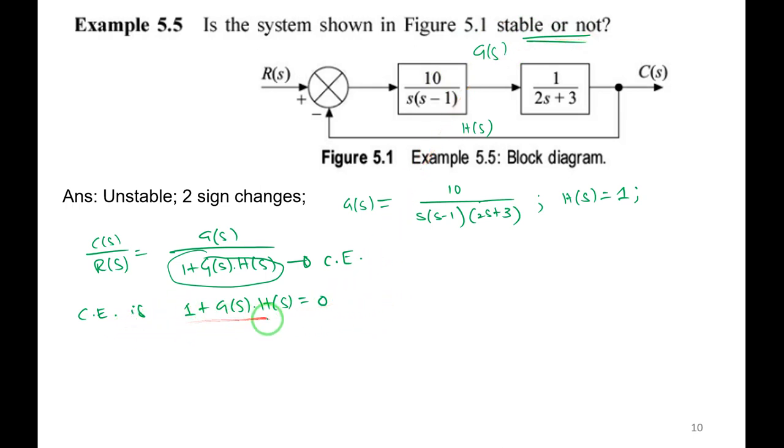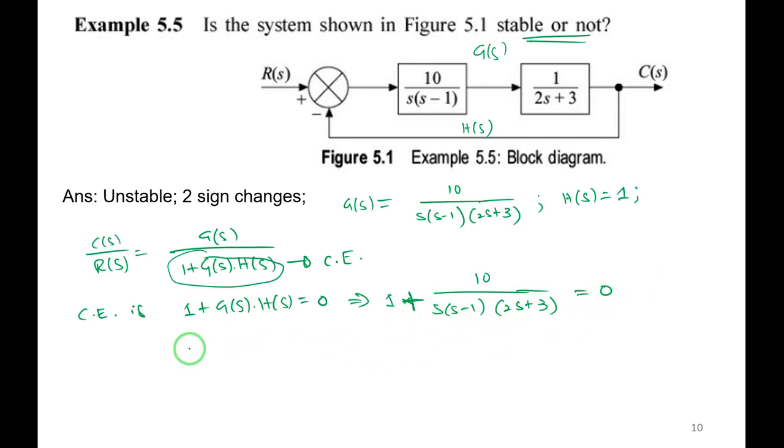First get the characteristic equation, 1 plus G of S into H of S equal to 0, right? So 1 plus G of S, with H of S being 1: 1 plus 10 divided by S into S minus 1 into 2S plus 3, equal to 0. So we'll take the LCM. If this goes to this side, it will be 0.